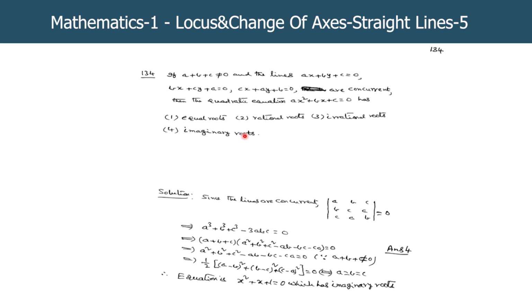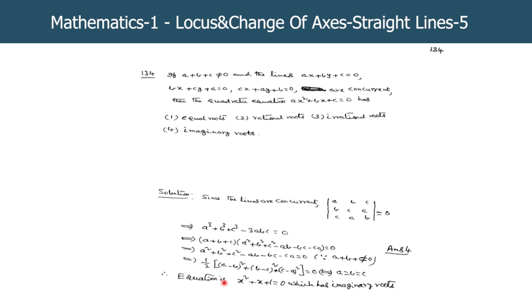That implies, if you expand it, A cubed plus B cubed plus C cubed minus 3ABC is equal to 0. If you factorize, it is A plus B plus C into A square plus B square plus C square minus AB minus BC minus CA equal to 0. But A plus B plus C is not equal to 0. So therefore, A square plus B square plus C square minus AB minus BC minus CA is equal to 0. That is half of (A minus B) whole square plus (B minus C) whole square plus (C minus A) whole square equal to 0. This holds if A is equal to B is equal to C.